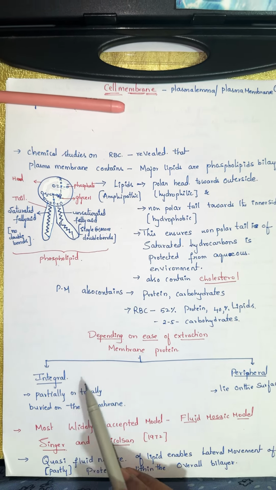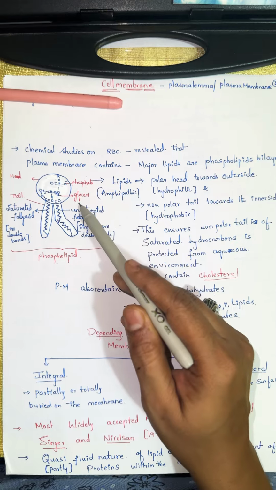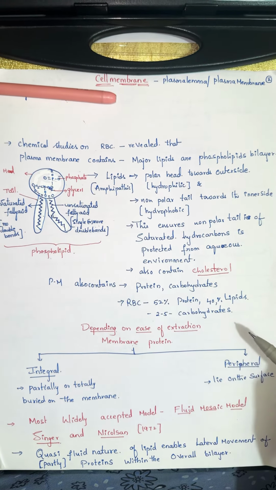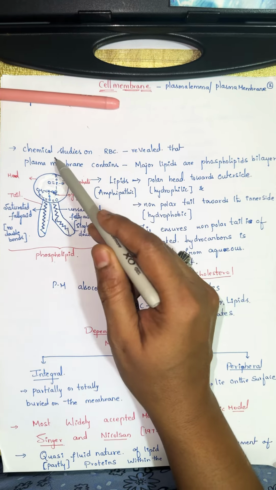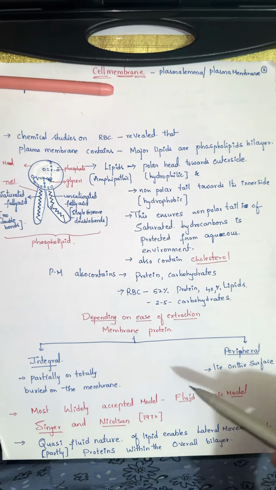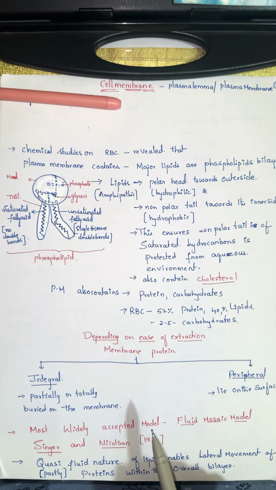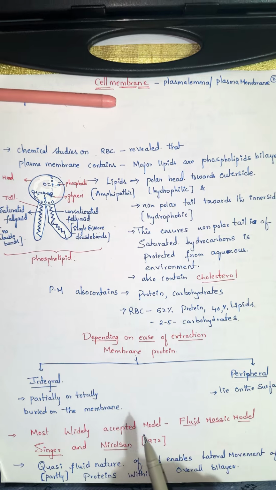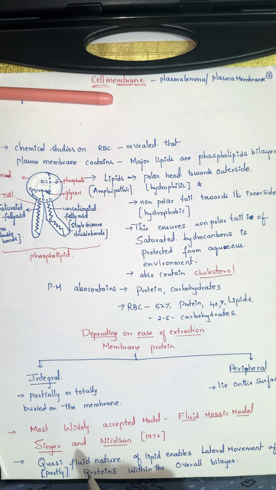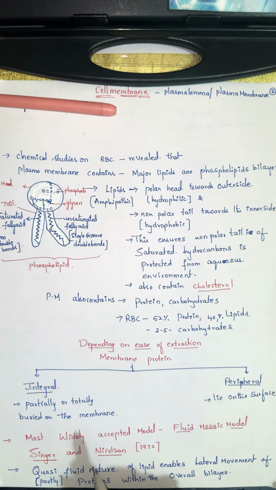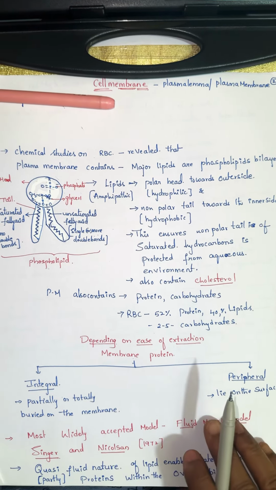Integral proteins are the ones which are present beside this area, partially or totally buried in the membrane. Peripheral proteins are the ones which are present on the surface and which can be moved easily. The most widely accepted model for this is the fluid mosaic model, which was given by Singer and Nicolson in the year 1972.